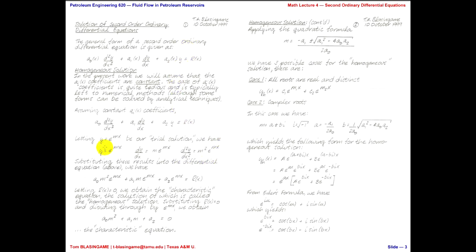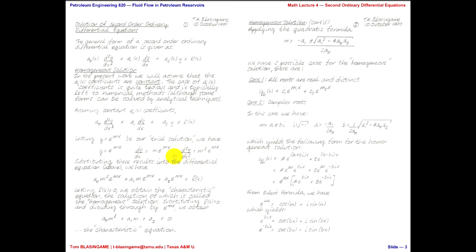So if you assume that y is equal to the exponential of mx, for a certain m, the derivative of this function is going to be m multiplied by the function, and the second derivative is going to be m squared times the exponential function.